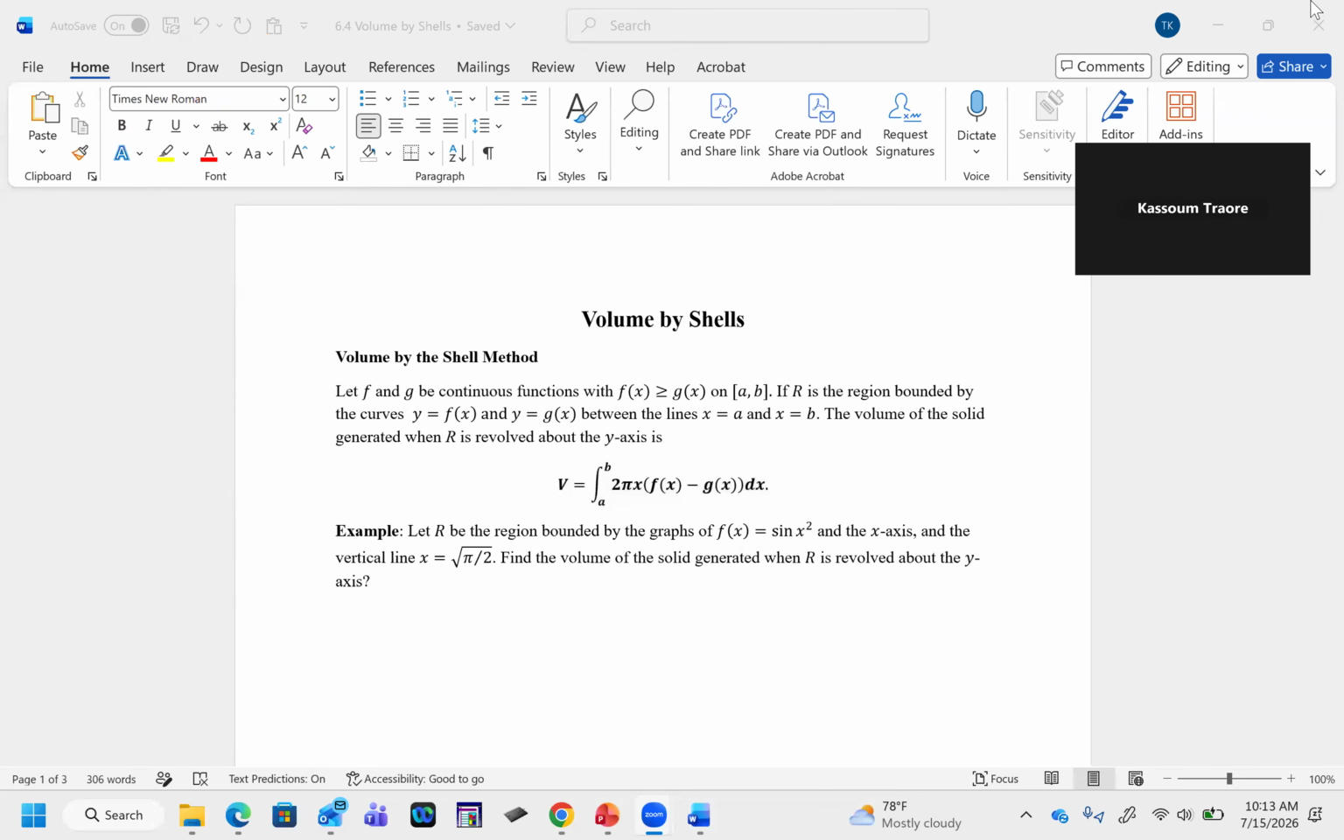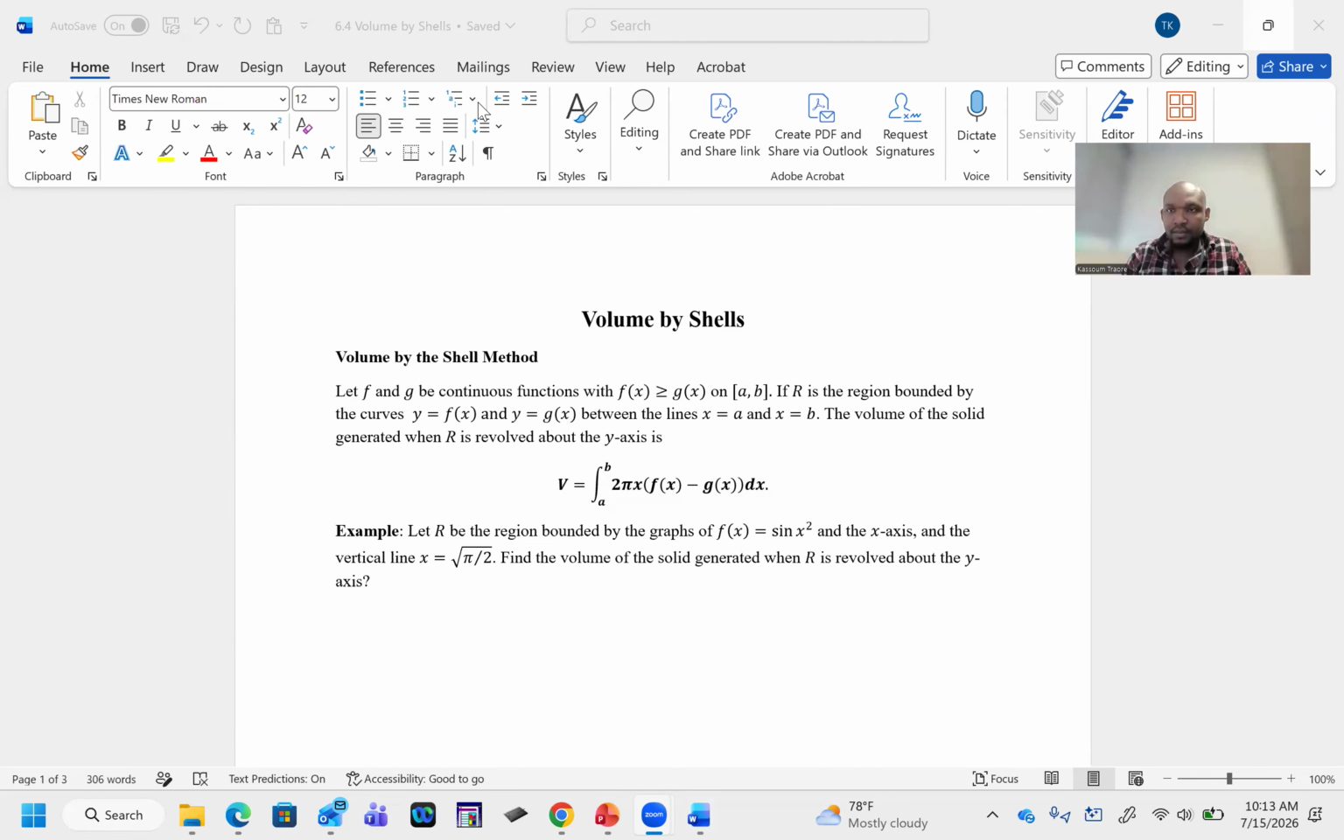So for this section, we are going to talk about the volume by shell. So, volume by the shell method.